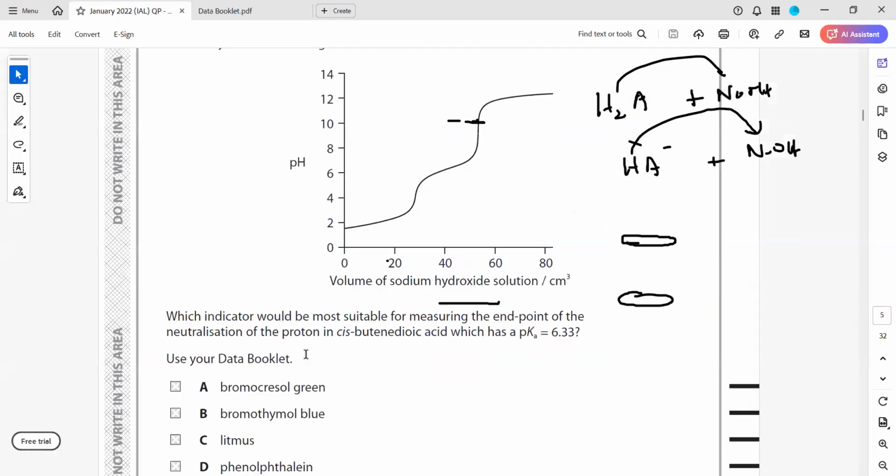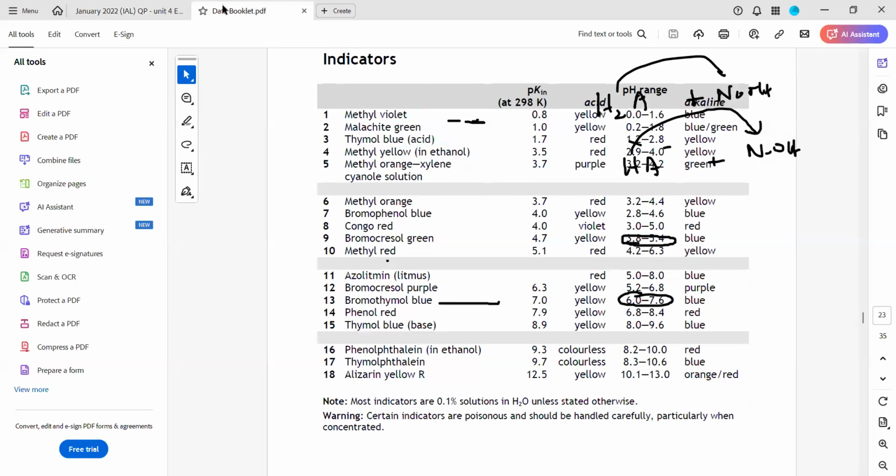If I check litmus, litmus is not at all a suitable indicator because it has one color in acidic, one color in alkaline. It does not show any specific transition of the color.